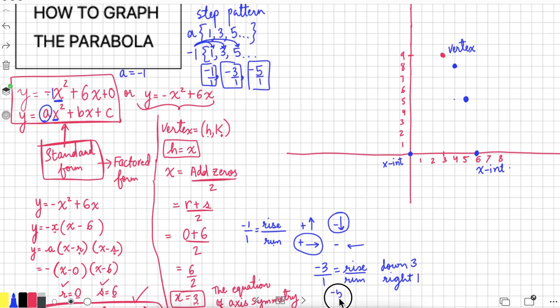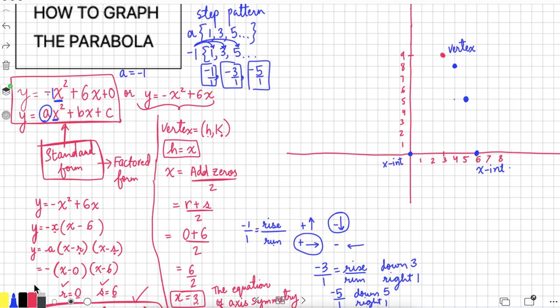Next up is -5 over 1 here. Same thing. Top is the rise, the bottom is the run here. If the rise is negative, we go down. So down by 5 here. Run is positive, so we go right by 1. So from the point we just plotted here, we will go down by 5 units, then right by 1. Let's go down by 5, so 1, 2, 3, 4, 5, right by 1. So the point is already plotted here.